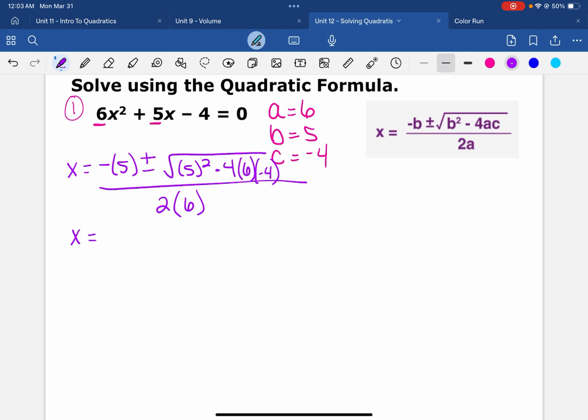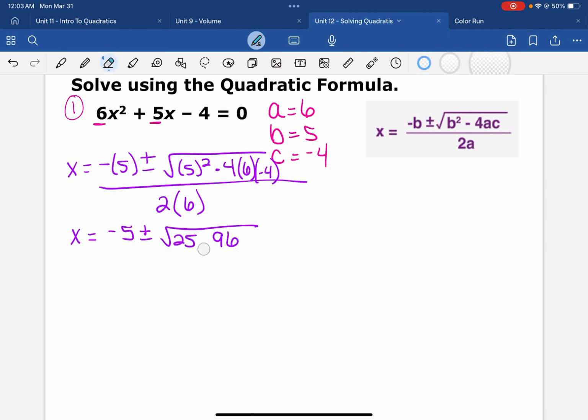So again, x is equal to negative 5 plus or minus, well, what is 5 squared? 5 squared is 25, so we're going to have the square root of 25 minus, next we need to multiply 4 times 6 times negative 4. Multiply all that together, you get 96. Oh, but that's a negative 96, which means it's going to change that sign to a plus, because we don't write minus negative 96, so go ahead and change it to a plus. And that's all over 12.